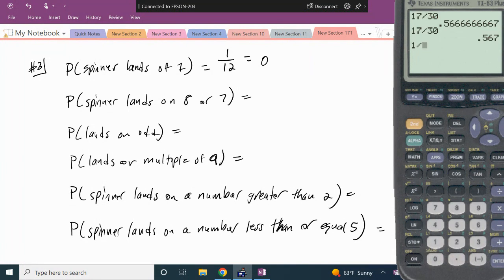Come on, 1 divided by 12. 0.083. The probability that the spinner lands on an 8 or a 7.